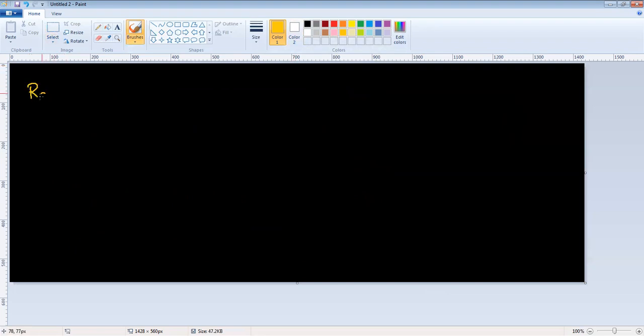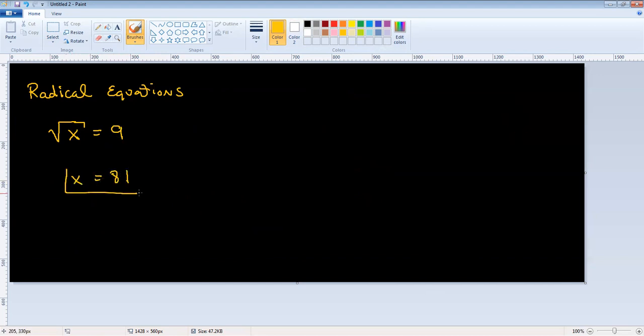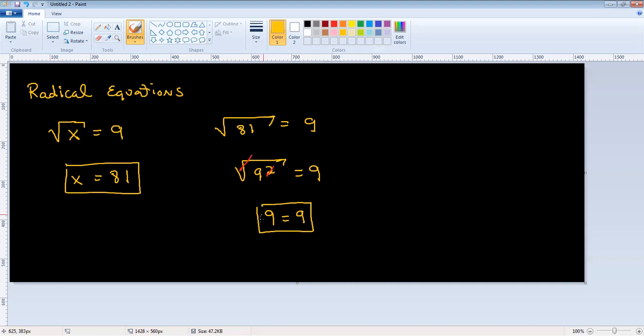Okay, what about this? Radical equations. What if I have square root of x is equal to 9? Well, I can square both sides and make 81. So is 81 the solution of this? If we plug in 81, we get the square root of 81, which is 9. So we get 9 is equal to 9. Great.